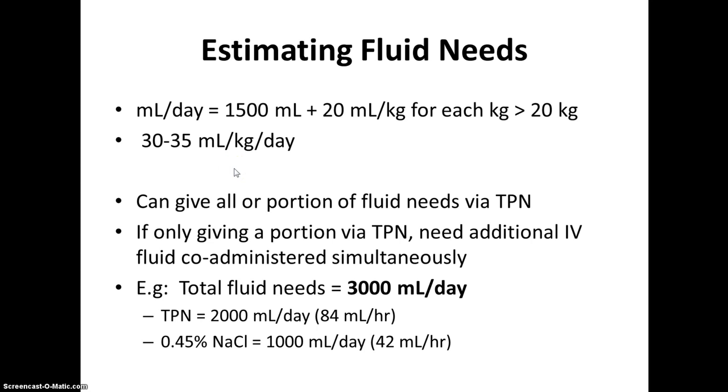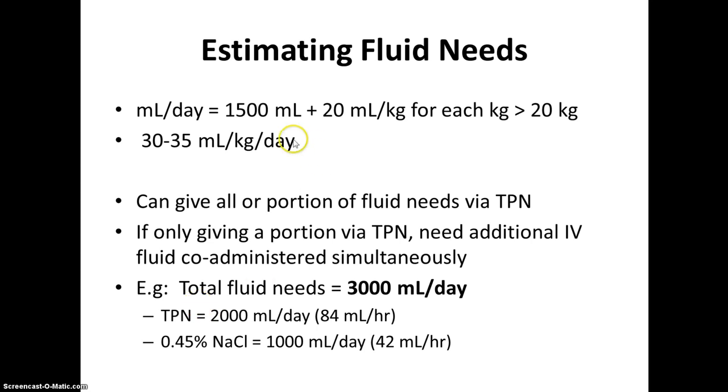And then we have to make the decision: do we provide all the patient's fluid needs through the TPN bag, or do we do a split where we give a portion of the fluids via TPN and then a little bit more on the side from an additional IV fluid? So essentially the patient would have 2 infusions going into the body at the same time. One is the TPN bag and the other is the IV fluid. So let me give you an example of what I'm talking about down here.